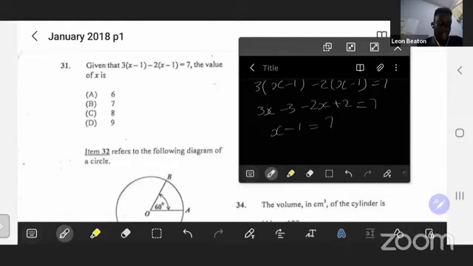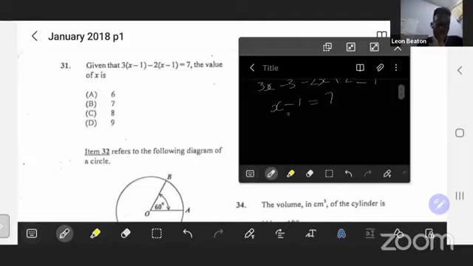I skipped a step, but anyways, hope you are following. So x will be equal to, we take over this 1 which is subtracting, so we take it over to become 7 plus 1, which is 8. So x is equal to 8, which is C.